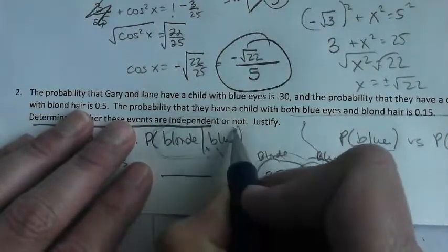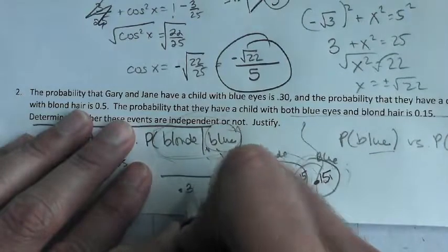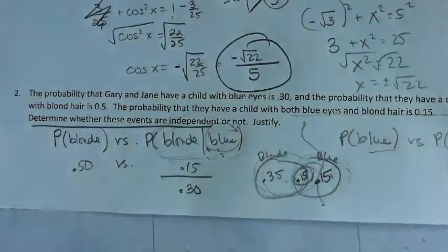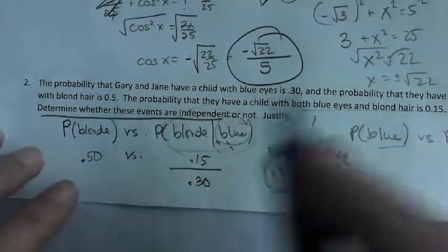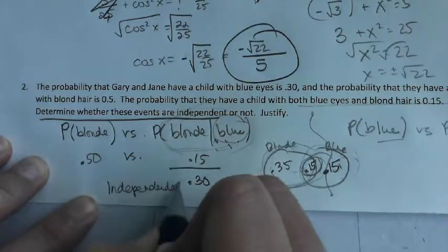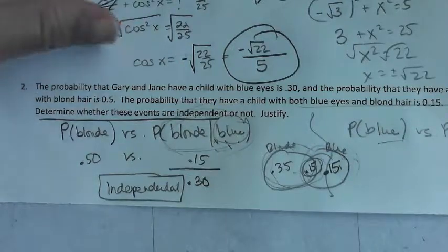Your denominator is this category, so your blue circle is 0.30. Your numerator is both, 0.15. And when you check that, 0.50 equals 0.50. If they're equal, it's independent. If it's not equal, it's not independent. Okie doke.